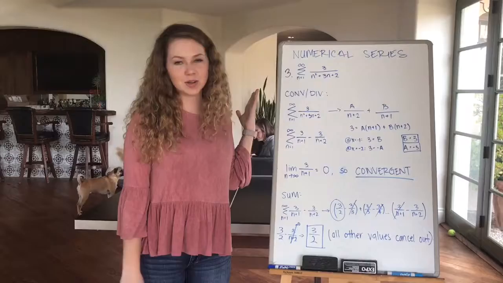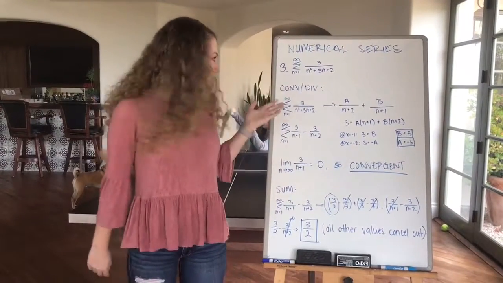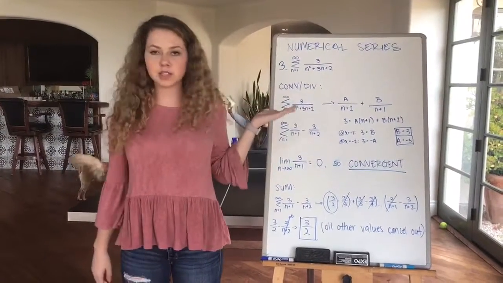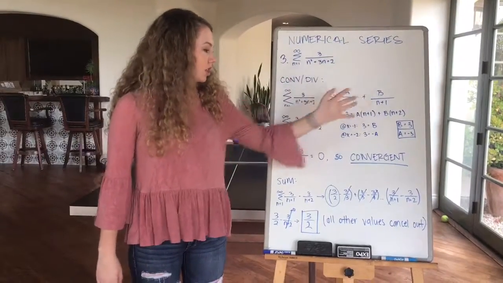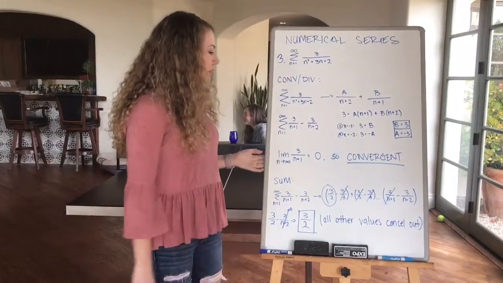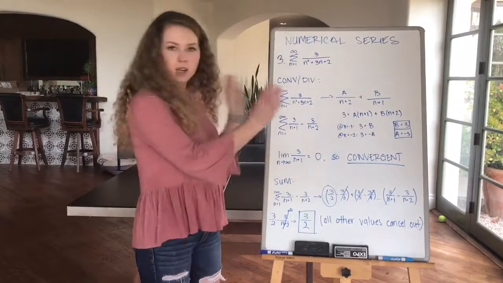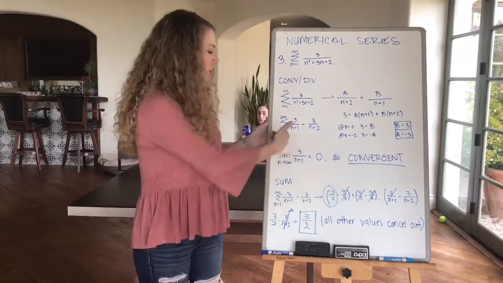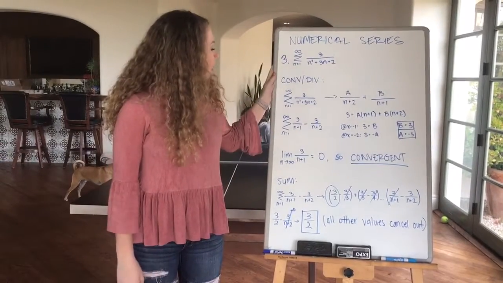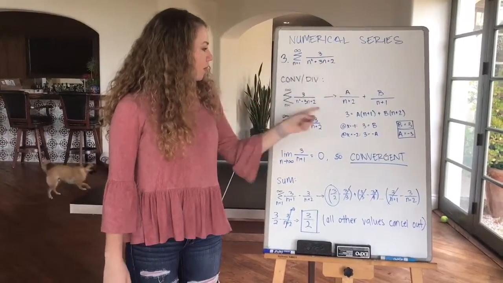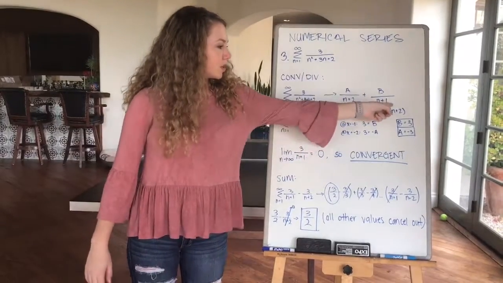So this is number 3 in our worksheet, the series from n equals 1 to infinity of 3 over n squared plus 3n plus 2. And because we can factor the denominator, we can use partial fraction decomposition to split it up into 2 terms. And using those 2 terms, we can do like a telescoping test. So first we factor the bottom and we get n plus 2 times n plus 1.